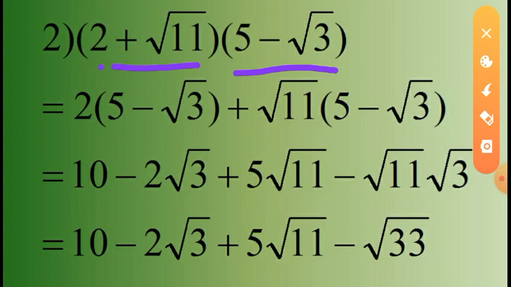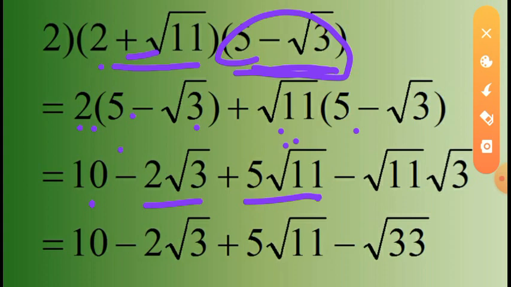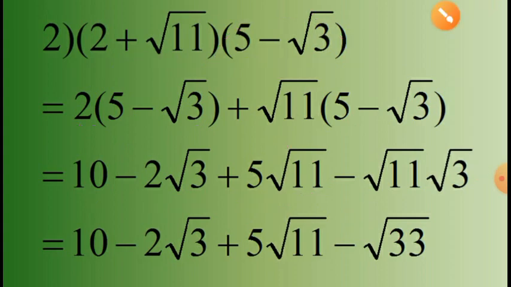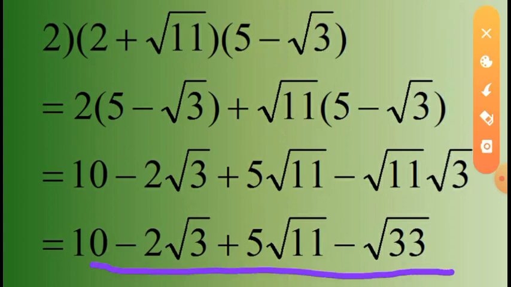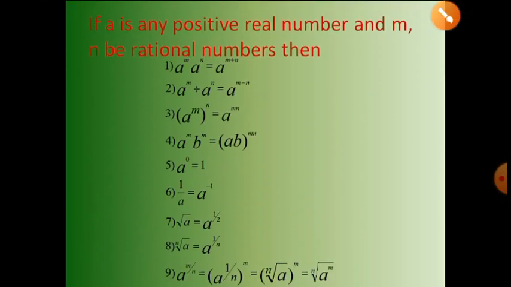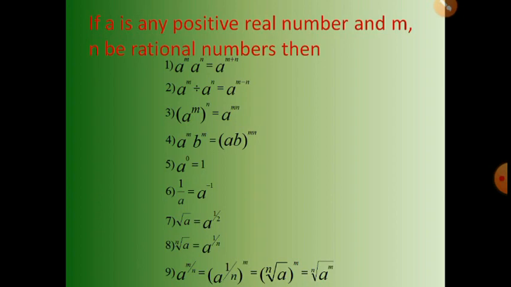So how to use it? This 2 is multiplied with the second bracket, plus root 11 multiplied with the second bracket, and then simplify it. 2 into 5 is 10. 2 into minus root 3 is minus 2 root 3. Then root 11 into 5 is 5 root 11. And minus root 3 into root 11: root a into root b is root of a into b. So I'll be getting the answer as 10 minus 2 root 3 plus 5 root 11 minus root 33. Clear?